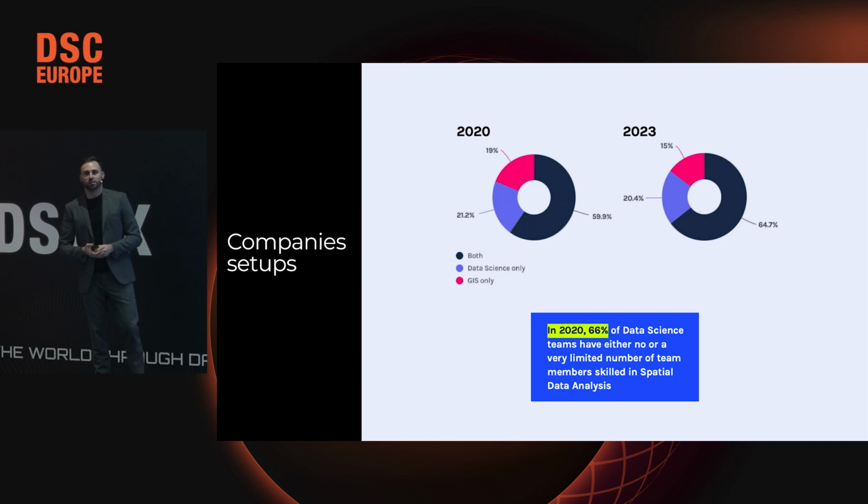So according to their survey, where they surveyed a few hundred execs from 15 different industries, it turns out that about two-thirds of the companies have both data science teams and teams specialized in geographical information systems, GIS, geography, so more like the traditional part. However, only about a third of the companies manage to connect these sides.